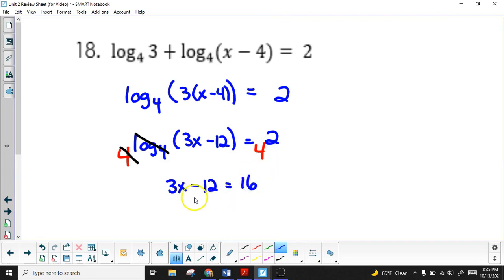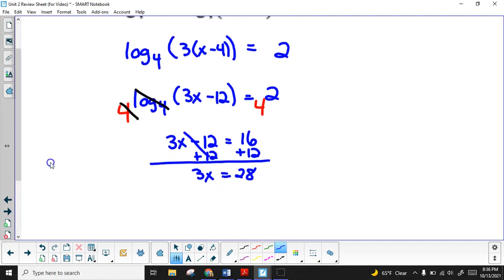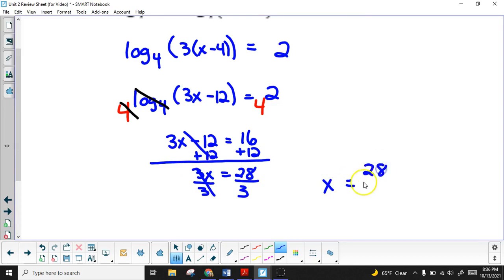Now, this is a simple algebra equation. We will add 12 to both sides. That cancels. We get 3x equals 28. And our last step here would be to divide by 3. And so, x equals 28 over 3. No need to get it as a decimal. If you could simplify that fraction anymore, you would want to, but it does not simplify. We don't need it as a mixed number. We don't need it as a decimal. 28 thirds is a perfectly acceptable answer for this.